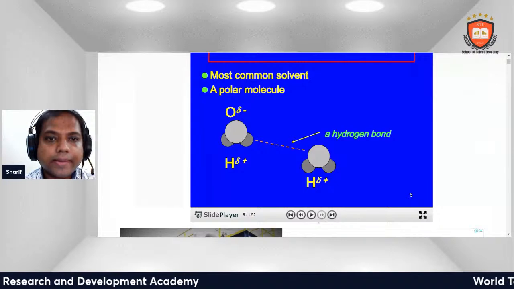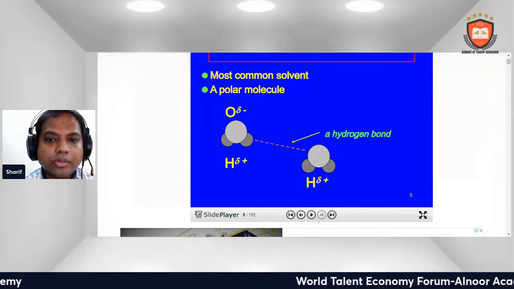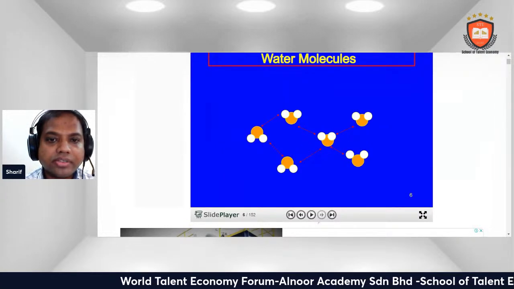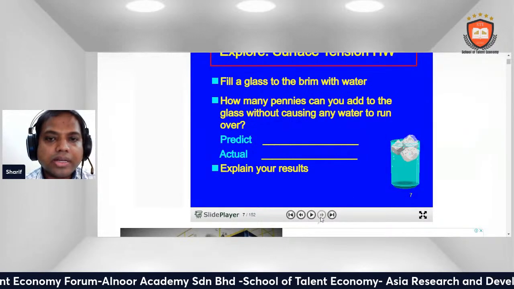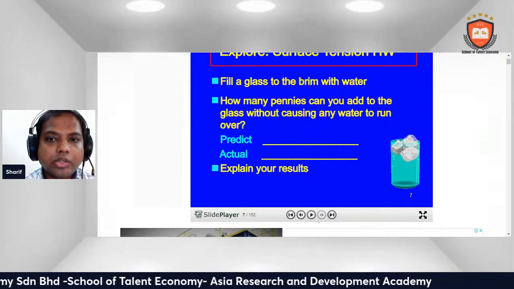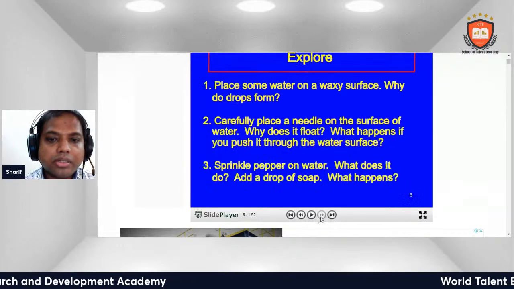Water is a polar molecule with hydrogen bonds. This is a very good example of water molecules. Fill a glass to the brim with water. How many pennies can you add to the glass without causing any water to run over? Predict, observe, and explain the result.